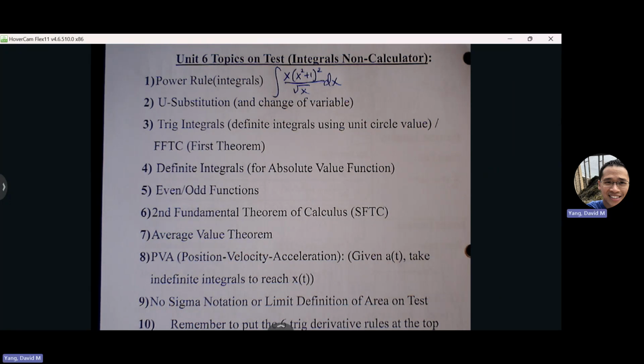Okay, next up, definite integrals for absolute value functions. We haven't talked about this yet. I'll talk about how we can solve these types of problems, so we'll do that as soon as I get through this list.